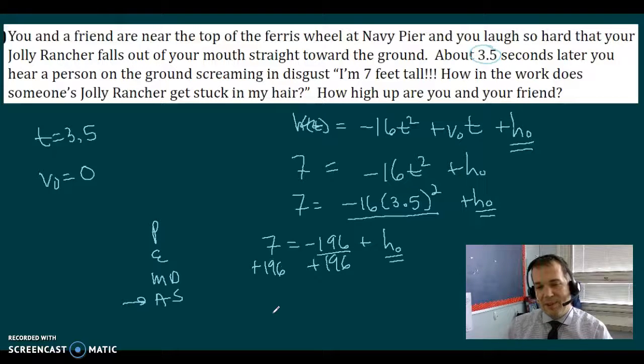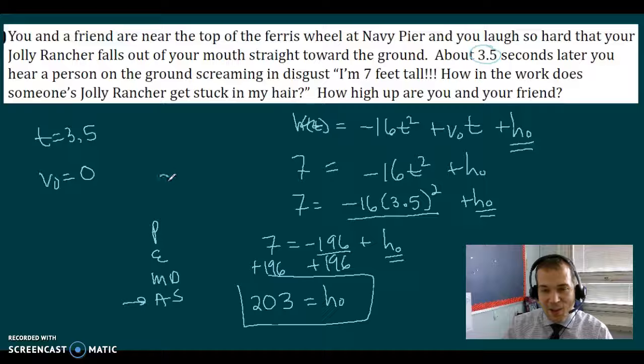196 plus 7 is 200 and I want to say 3. Boom, because that's exactly what that is. Equals the initial height, and that's it. Yeah, the initial height, I guess I was 203 feet off the ground.